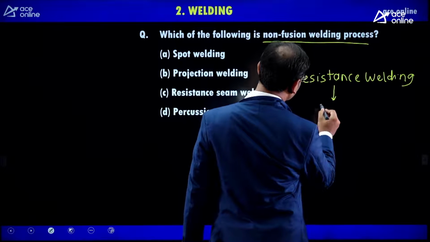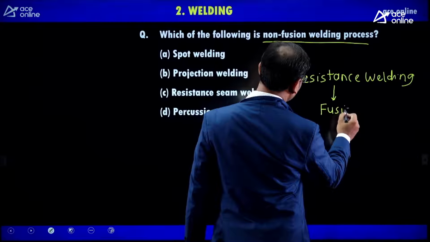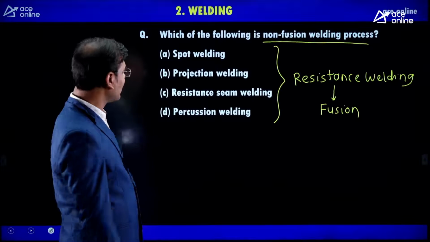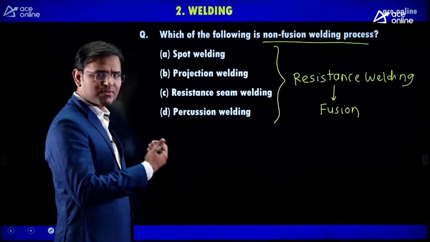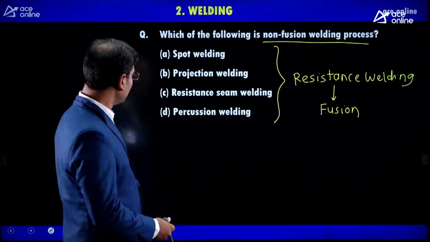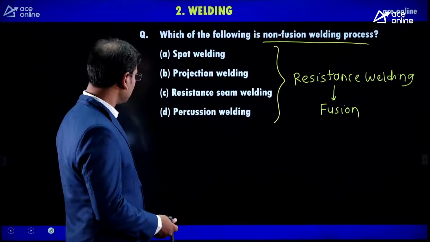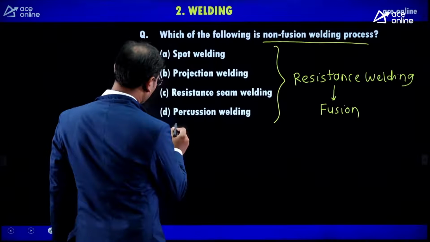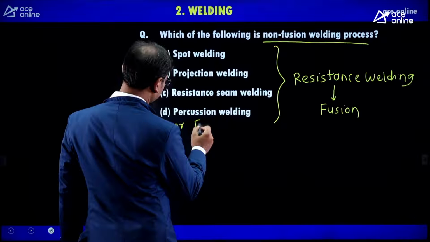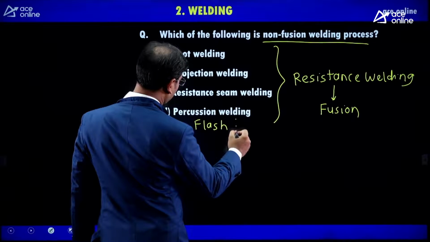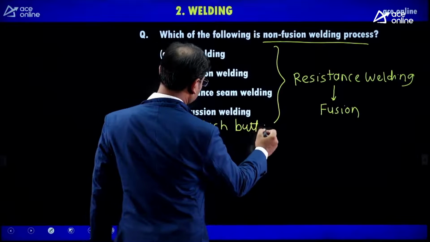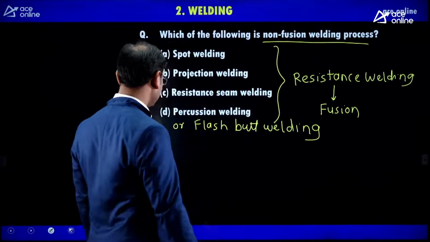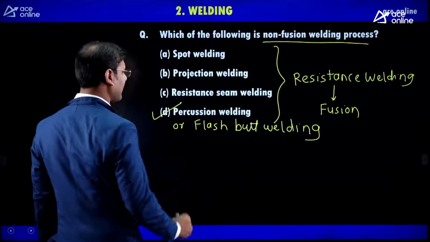Then is this a correct or wrong question? Yes, then guys, this is the correct question. These are 4 methods of resistance welding, and out of those 4 methods, there is one method, the percussion welding, also known as flash butt welding. This option D is correct.